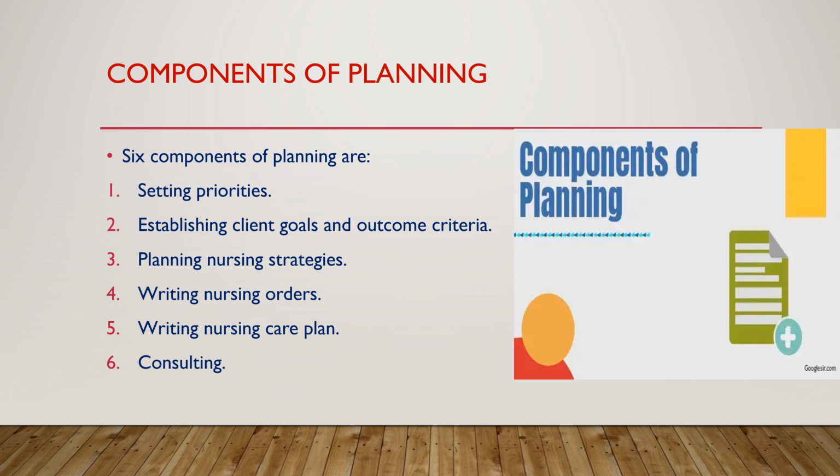Now, let us see the components of planning. The planning phase or the planning step consists of 6 components. First one is setting priorities, then establishing client goals and outcome criteria, then planning nursing strategies, writing those nursing orders, and then actually writing the care plan, and then finally consulting.